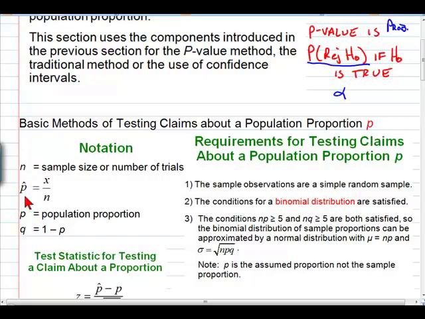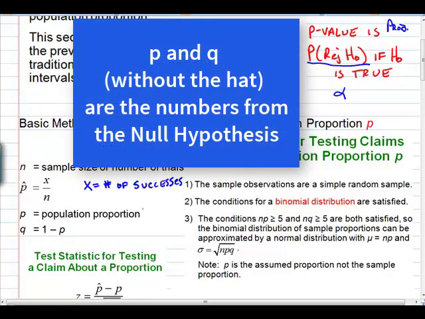p hat now is our proportion from the sample. Remember, if there's a hat over it, it's a sample statistic. How we get that is we take the number of successes divided by the number of elements in our sample space. Remember, x is the number of successes. And then p is our population proportion. q is 1 minus p. The p here and the q come from the H naught.